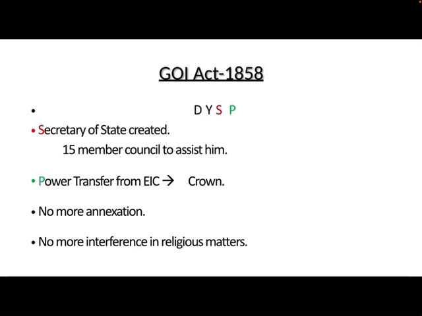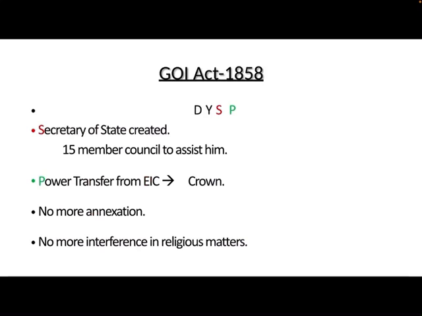Then S for Secretary of State. A new portfolio called Secretary of State was created, and a 15-member council was placed to assist him. Then P for power transfer. Powers transferred from the East India Company to the British Crown. And they said there would be no more annexation, and no more interference in religious matters.